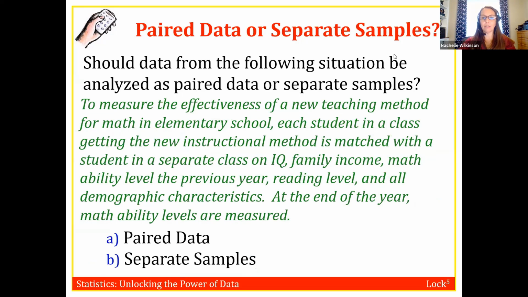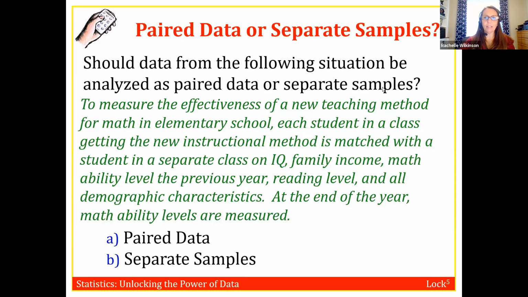Okay, here's another one. To measure the effectiveness of a new teaching method for math in elementary school, each student in a class getting the new instructional method is matched with a student in a separate class on IQ, family income, math ability level the previous year, reading level, and all demographic characteristics. At the end of the year, math ability levels are measured. So does this sound like a paired data study or a separate sample study?